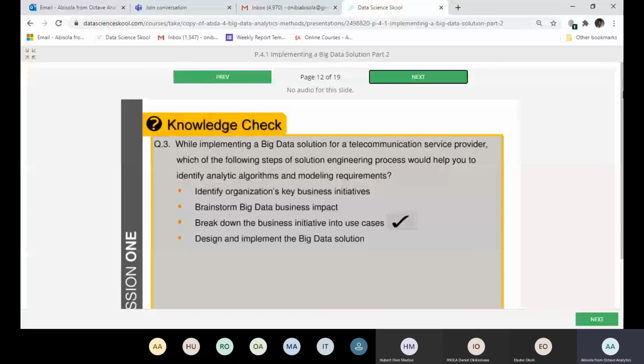So the best solution is you are breaking down the business initiative into use cases. That is what will help you to identify modeling requirements. You are not going to brainstorm big data impacts at this particular point in time, because you are trying to identify the requirements that you need for your modeling. So the best thing to do is break this down into use cases, and then these use cases will be placed on the prioritization matrix. That is the way to identify analytic algorithms.